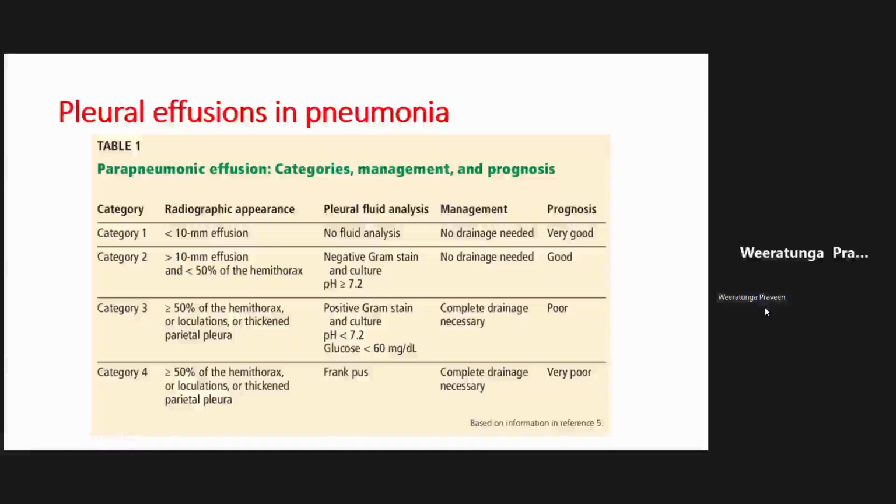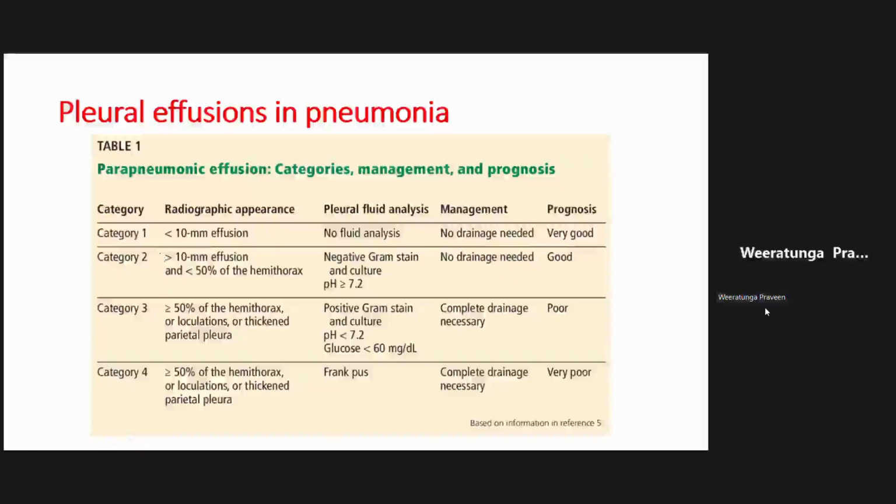Now, sometimes parapneumonic effusions can be very small. But if the pleural effusion is bigger, you need to always aspirate it and see. I think that is a consultant-led decision, but there is a strict criteria based on the size of the effusion. What I'm trying to highlight here is when you get a parapneumonic effusion, if it's big enough, you have to always aspirate it and see.